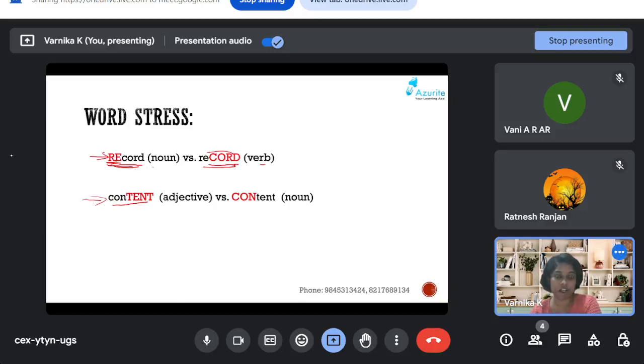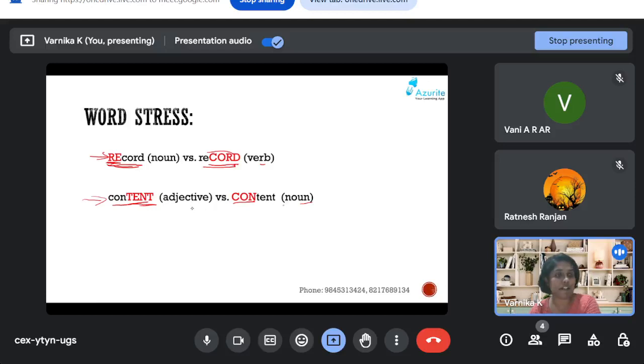Contented. Okay, I'm putting stress on the last part of the word, content. That is an adjective. If I put stress on the first part of the word, if I say content, content, it will become a noun.